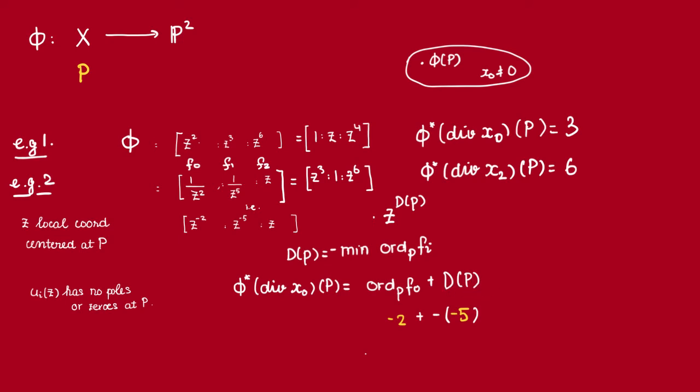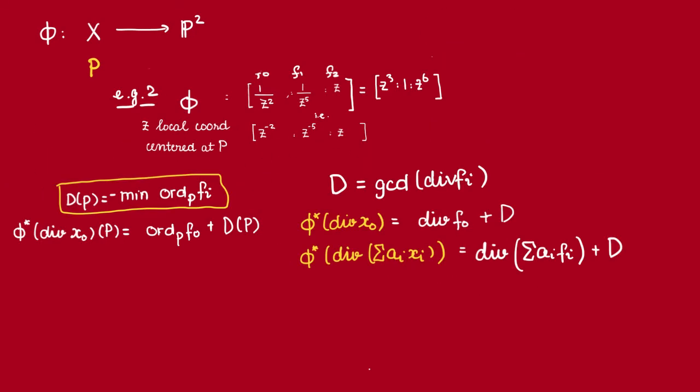So now, if we patch together this local information, if we define a divisor d this way, so that at every point p it is equal to this, then we get a divisor d which we call the GCD of the div fi. And this local equality gives us a global equality, so we see that the pullback of the divisor x0 is just going to be div f0 plus d. And observe that it's going to be non-negative.